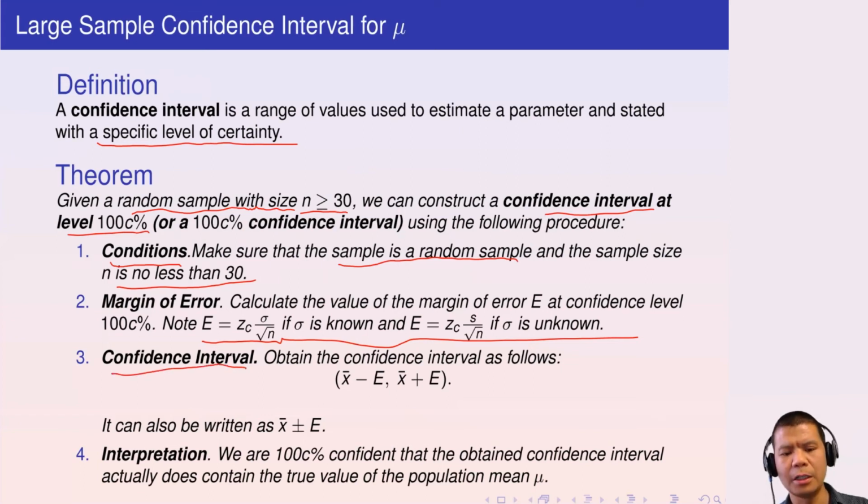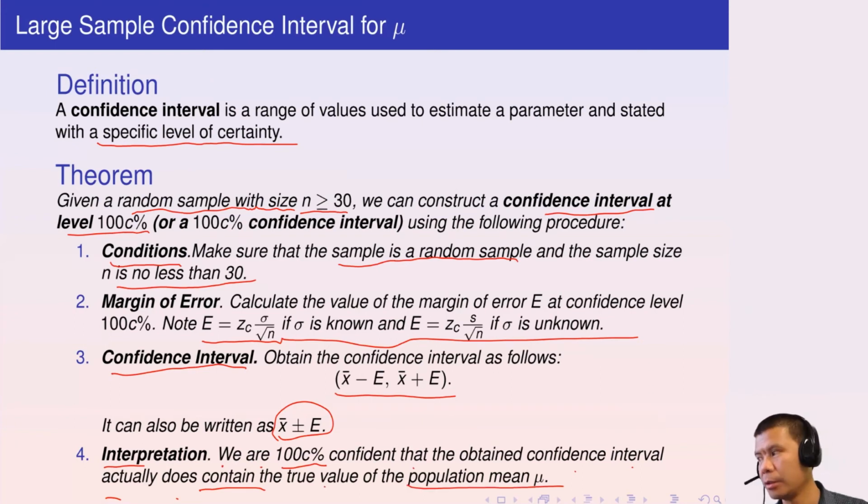And then calculate the confidence interval. It can also be written in this way. Okay, and the interpretation. Be careful in the interpretation. We are 100% confident that the obtained confidence interval actually does contain the true value of the population mean. That is the interpretation of the confidence interval.